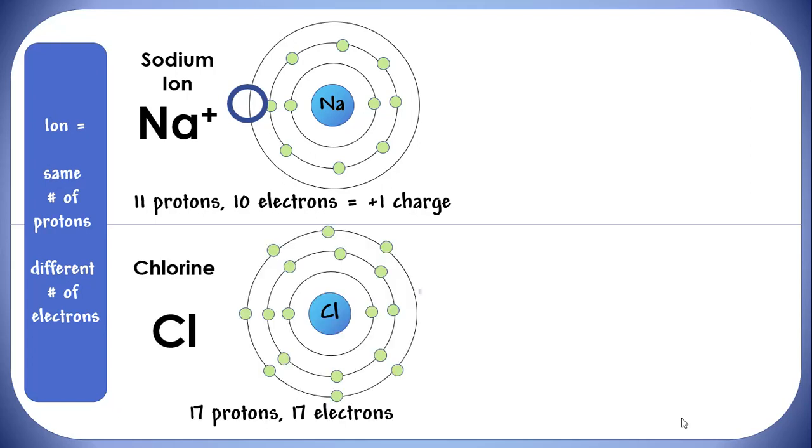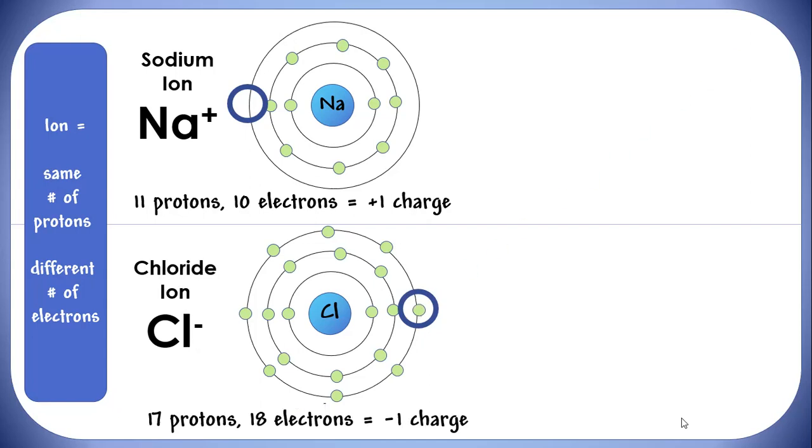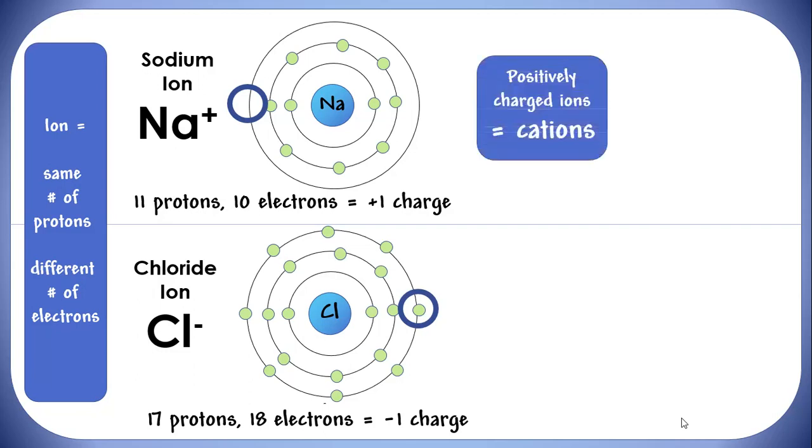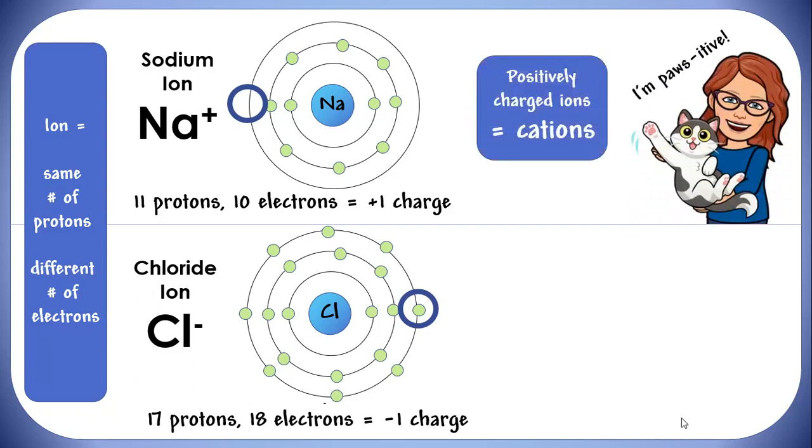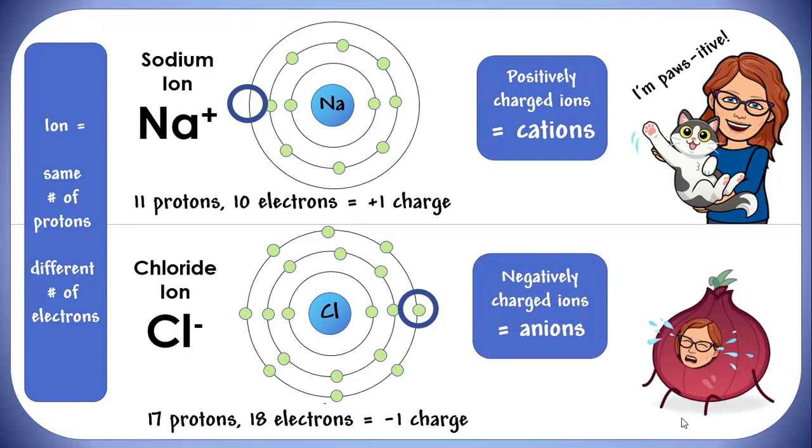Chlorine, on the other hand, has an outer shell with 7 electrons. Adding just 1 more electron makes its outer shell full. Because the chloride ion now has 17 protons but 18 electrons, it has a negative charge of -1. Positively charged ions are also called cations. Negatively charged ions are also called anions. To help you remember, think of the fact that cats have paws. They are positive. Change one letter of anion and you get onion, which can elicit a negative response when they make you cry.